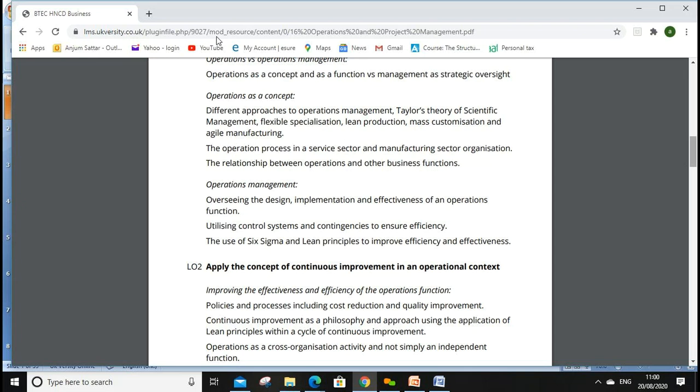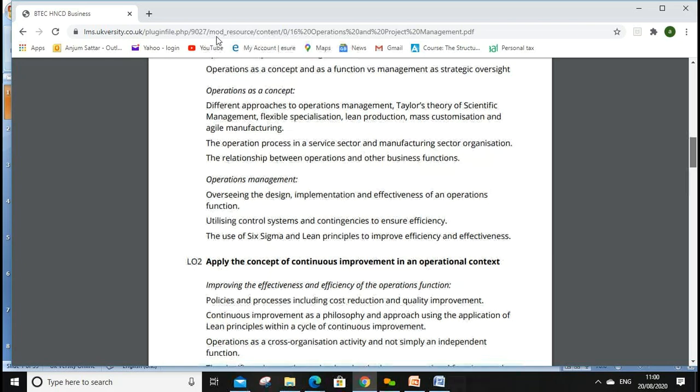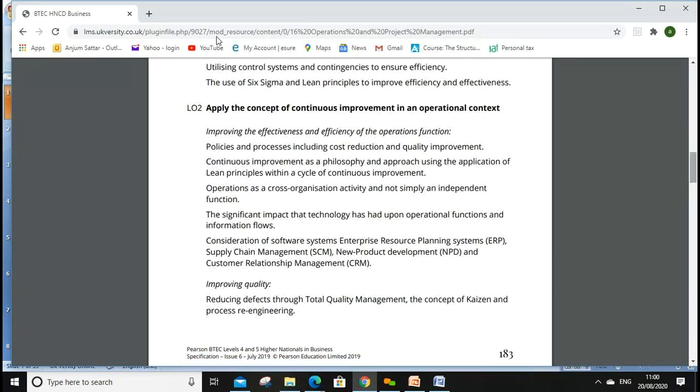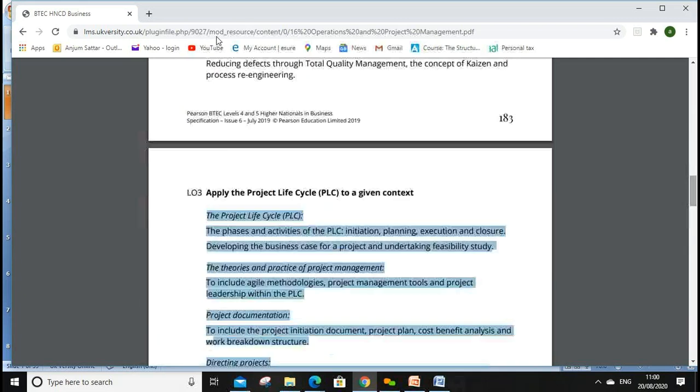Excellent. We discussed the fishbone diagram. We discussed the Gantt chart. We discussed the 3 M's. We discussed the 3 E's. And we discussed ERP, enterprise resource planning. We discussed new product development, SCM, supply chain management, and customer relationship management. We discussed TQM, total quality management.